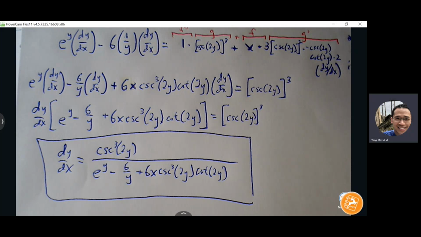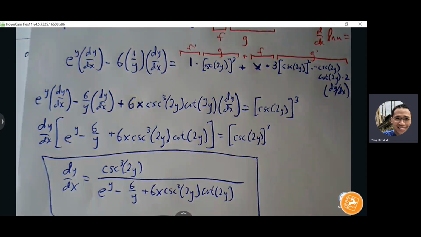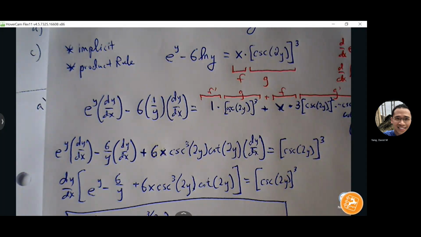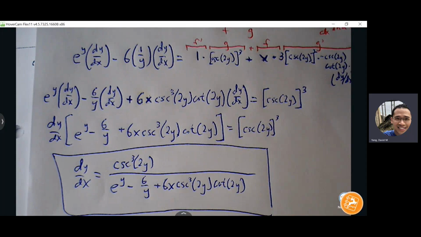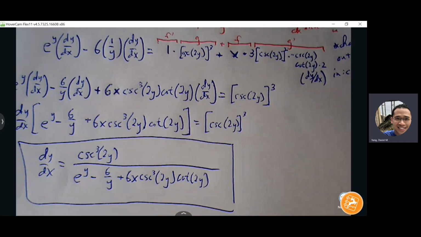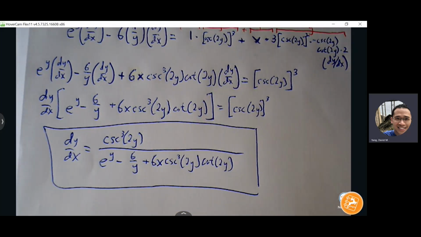Why did the six stay? Because it's a coefficient. It tags on to the derivative, right? It's not by itself. If it was a 6 plus natural log of y, then we can let it go away. Just like if it was 3x squared, the derivative of 3x squared is 6x, and that 3 stays with the problem. So any coefficient attached to the variable is not going to go away. It's just going to stay along for the derivative.